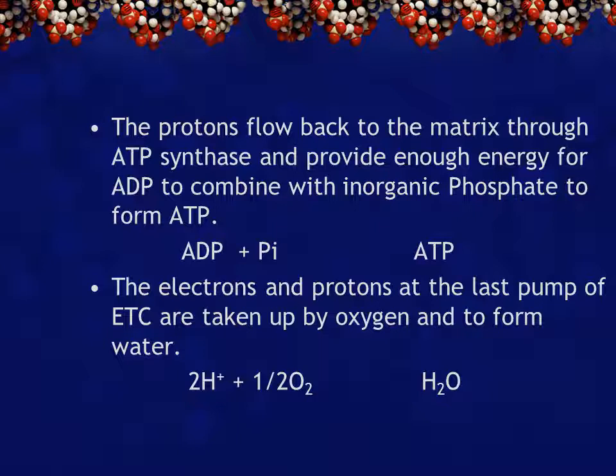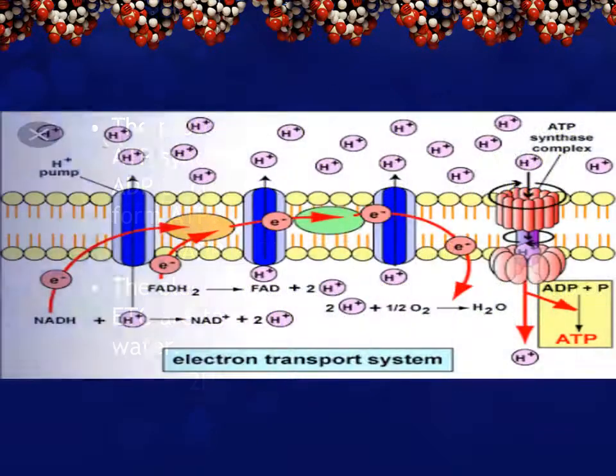The electrons and the protons at the last pump of the electron transport chain are taken up by oxygen to form a water molecule. So here is the process that's happening. Here we have the electron transport system. In this system, as we have studied previously, we are getting the energy through NADH and FADH2.